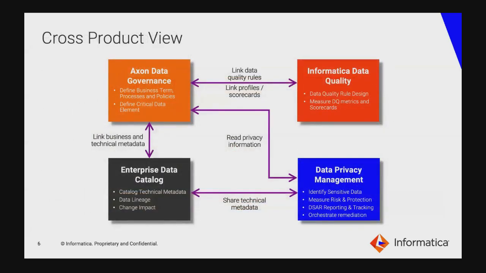So how do these products work together, right? Axon Data Governance defines your business terms, processes, and policies. It defines the different critical data elements. The Enterprise Data Catalog actually links your business and technical metadata, while Axon Data Governance provides you with the glossary of what the business terms are.